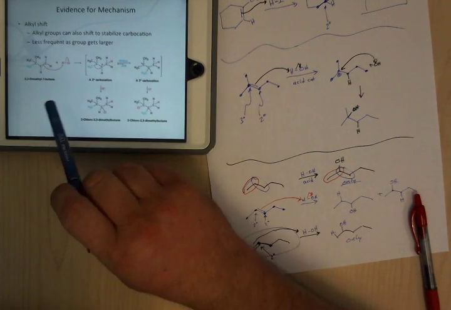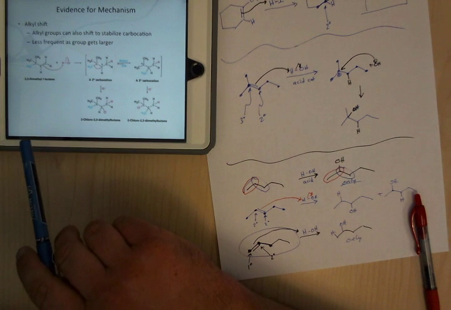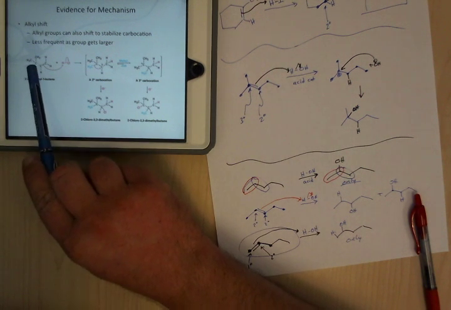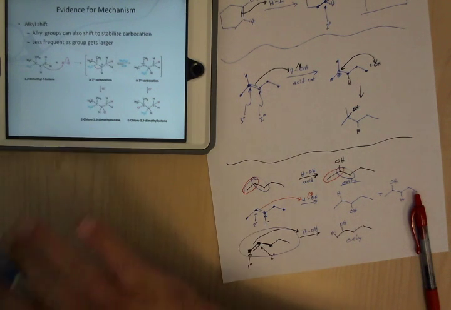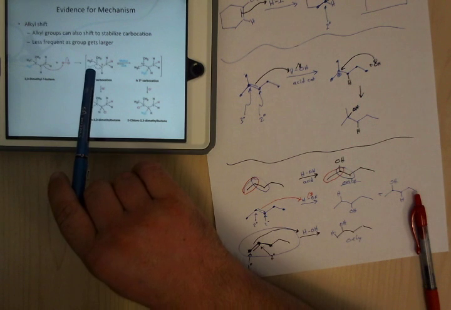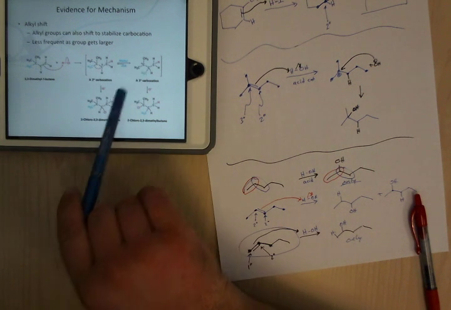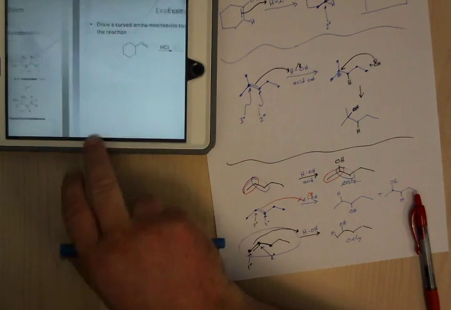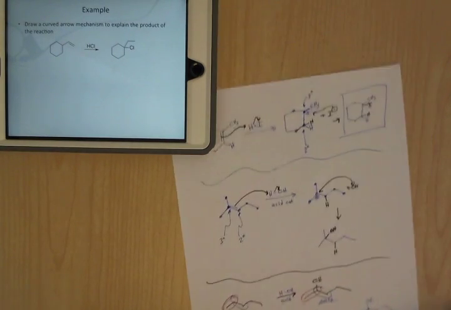Okay, you can also see this with alkyl shifts. Now this happens basically just with methyl groups. Same deal, right? So if we have a quaternary carbon here, we can shift one of those methyl groups over. It's basically no different than a hydrogen shift, but then you make a tertiary carbocation, which stabilizes the product. Okay, so how does this work?